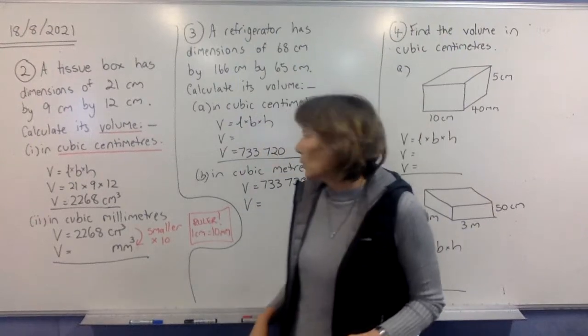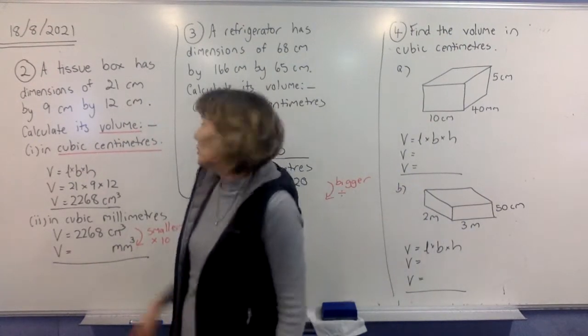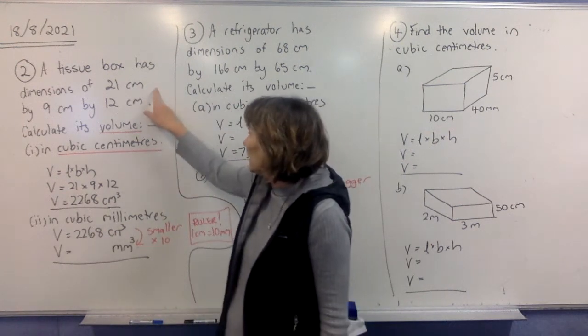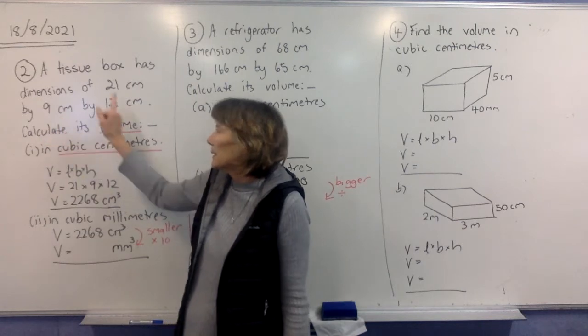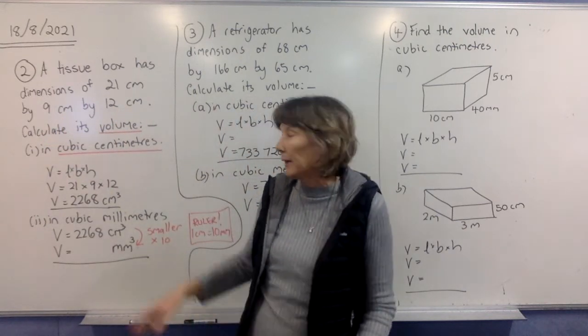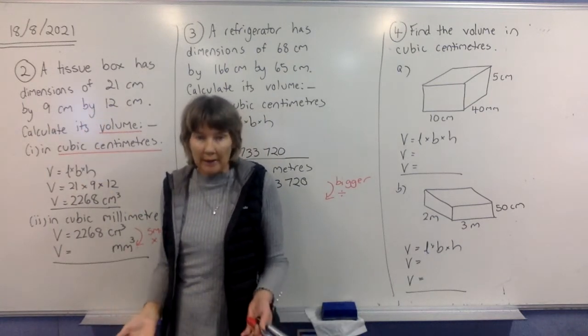So we're going to do some more examples here. So looking at this one, this is about the tissue box. A tissue box has dimensions of 21 centimetres by 9 centimetres by 12 centimetres. Now you do have to get used to this wording. Dimensions just mean the length, the breadth and the height.